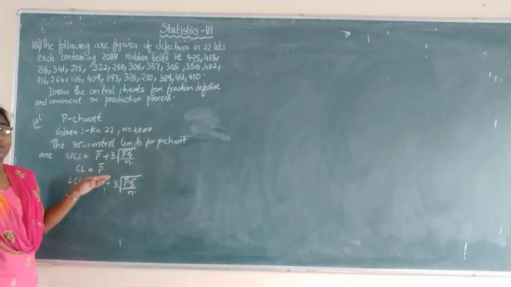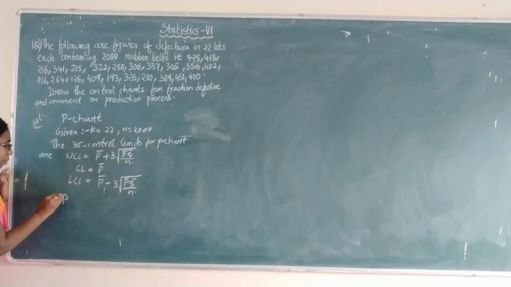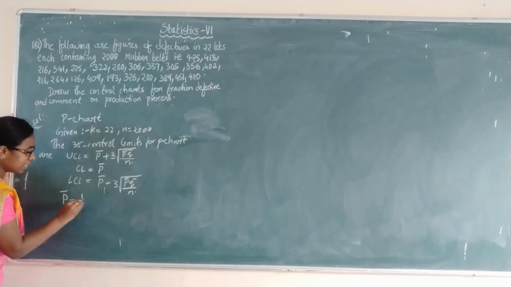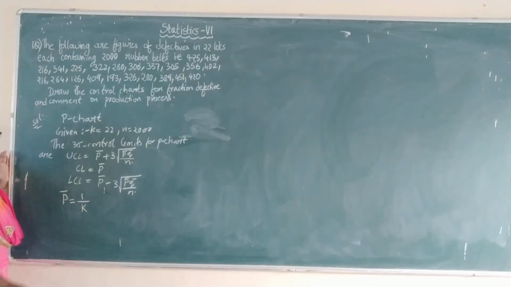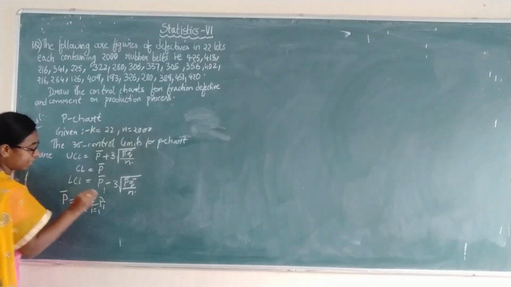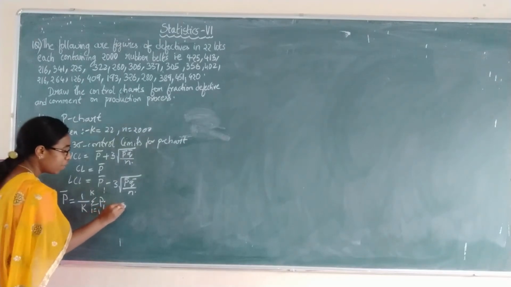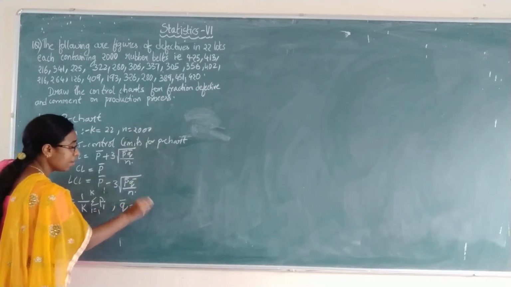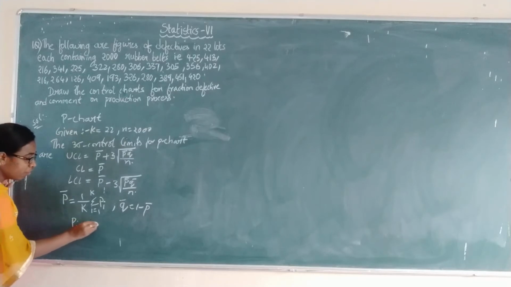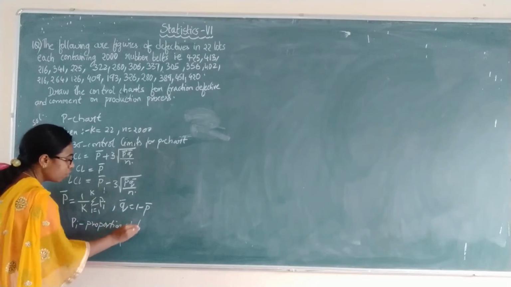To construct the control limits, the first thing we need is the P bar value. What is P bar? P bar is the average of the proportions. Average means it is a mean. Total K samples, so 1 by K summation i equals 1 to K P i. By using the mean formula we will get the P bar value, and Q bar equals 1 minus P bar. What is P i? P i is the proportion of defectives.